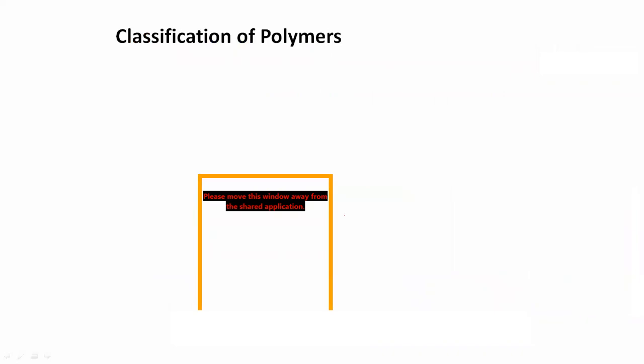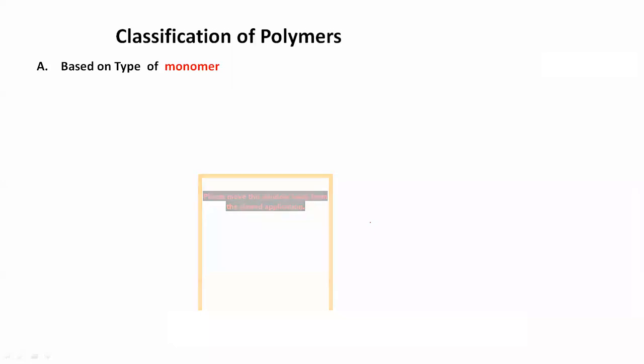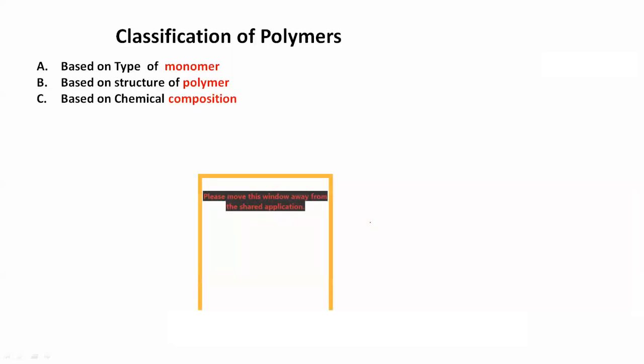Now, the next part is the classification of polymers. How to classify them? There are various criteria. The first criterion is based on the type of monomer. Second, based on the structure of the final polymer. And finally, the third one is based on the chemical composition of the polymer. First we will see classification based on the nature or type of monomer. Accordingly, we have homopolymers or copolymers.